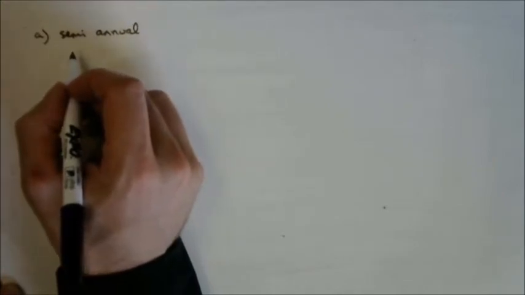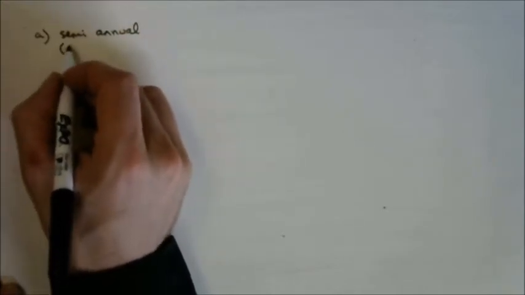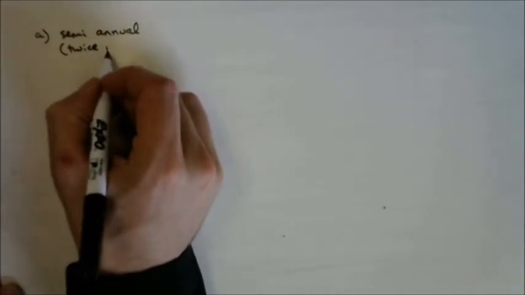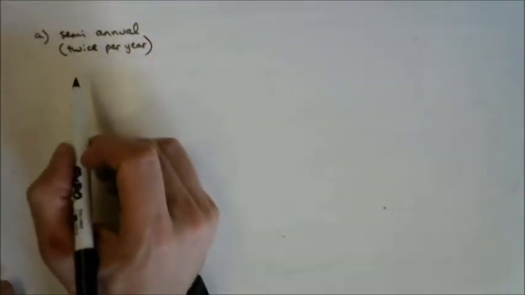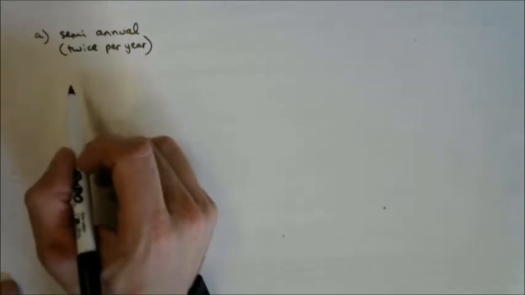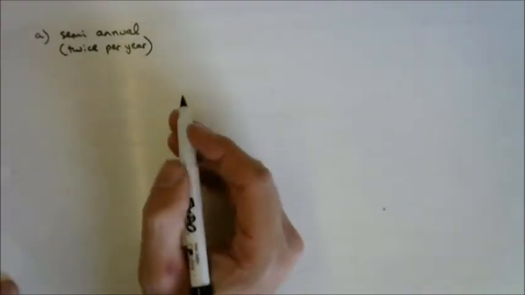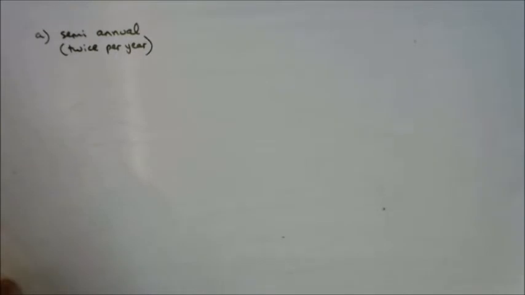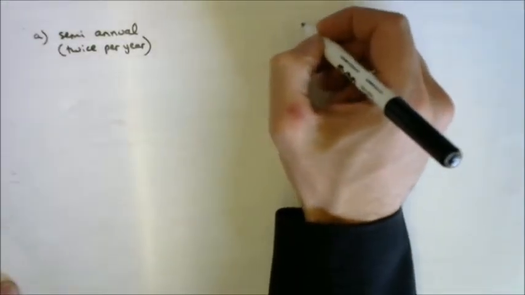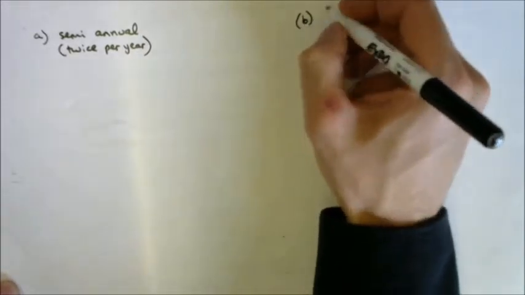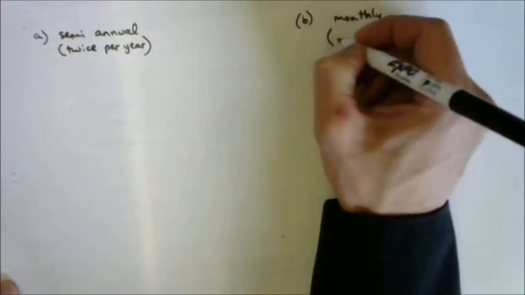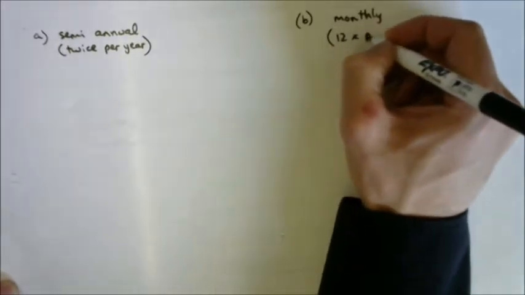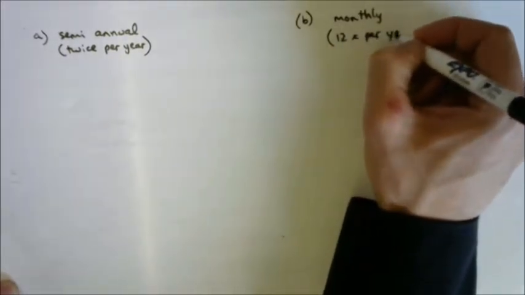Semi-annual, which means twice per year. Not to be confused with biannual. Biannual would be once every 2 years. Semi-annual, you're cutting in half. Bi means 2. Different related words, not the same word. And B, we'll look at monthly, which is obviously 12 times per year.